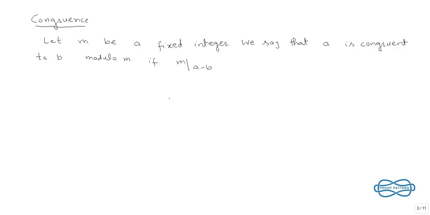Alright. And we write A is congruent to B mod M. The integer M is called modular.